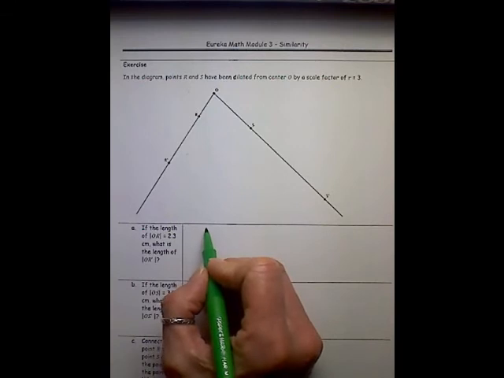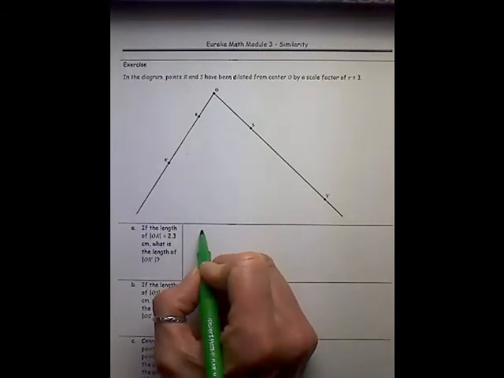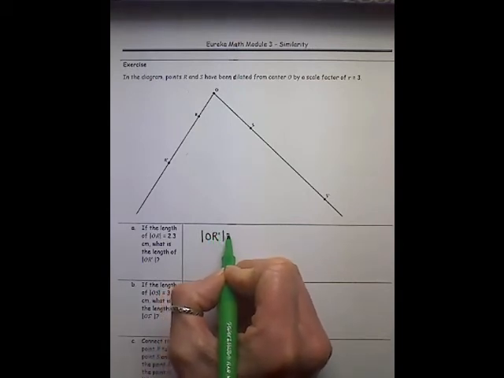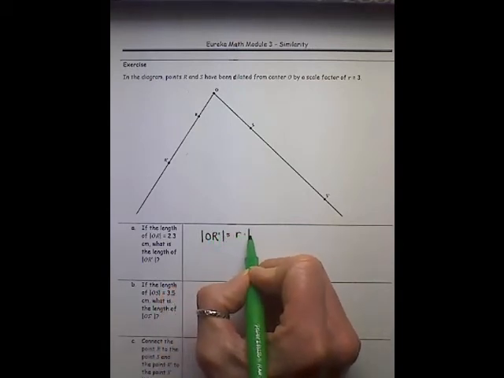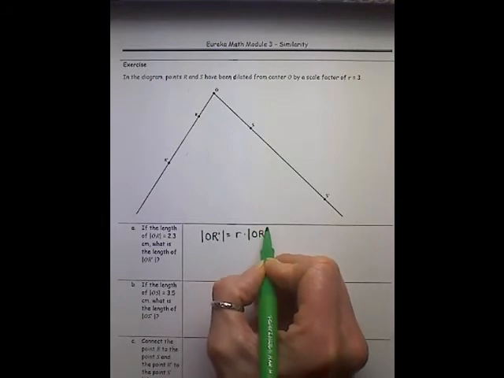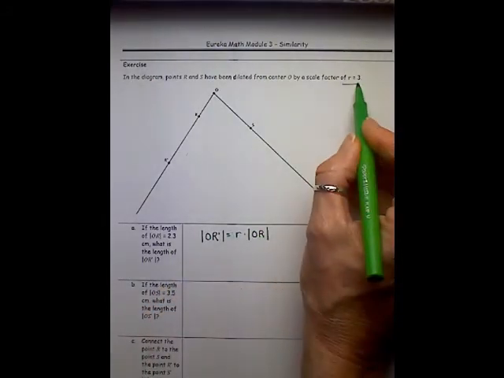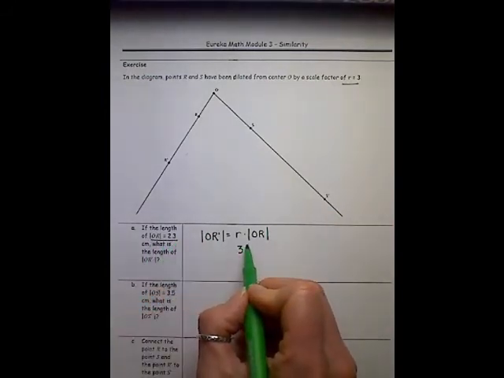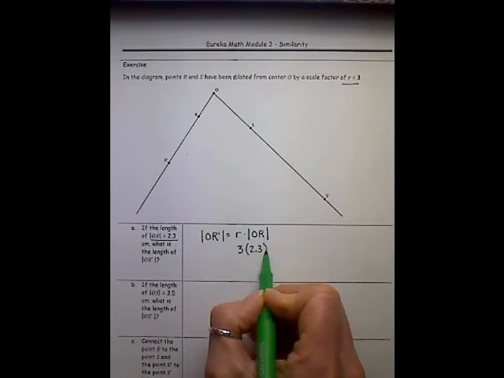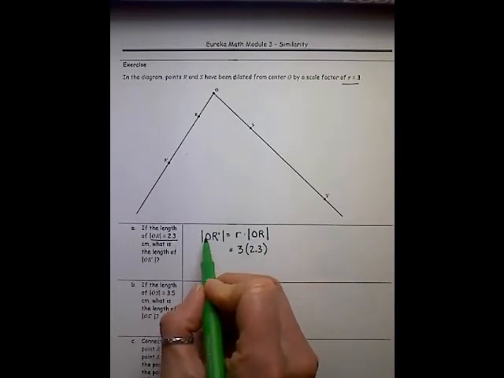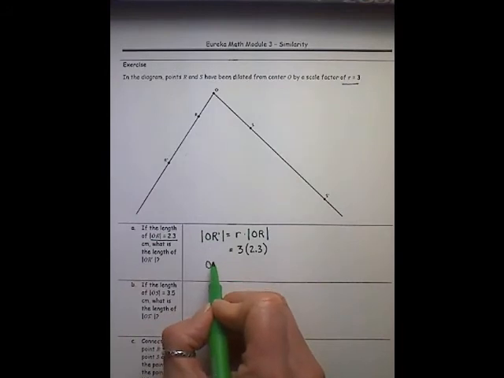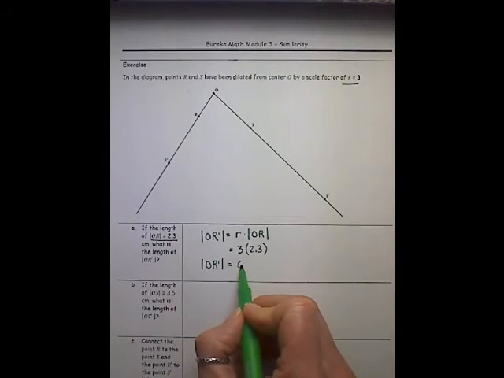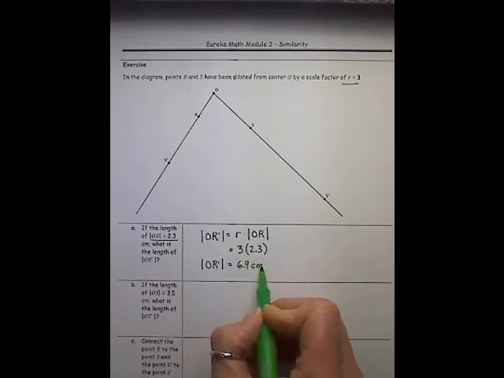All right, let's use our definition of dilation. We know that the dilated segment, OR prime, is equal to the scale factor times the original length of the segment. And it says to use a scale factor of 3, and it says the original length is 2.3. So we multiply 3 times 2.3 to give us our answer. So the length of OR prime is equal to 6.9 centimeters.